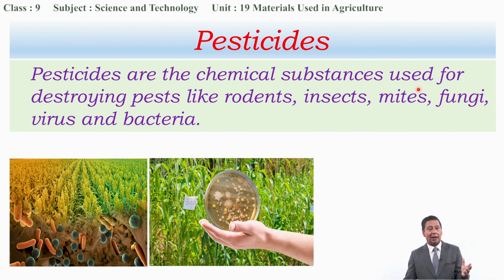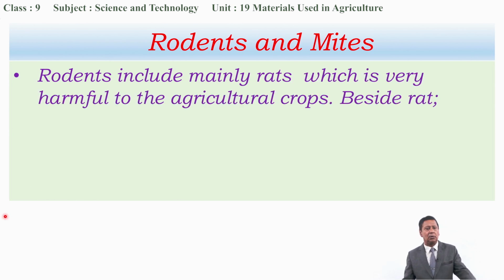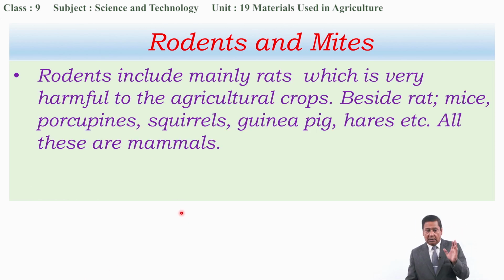And these are the pests which we have to control. Otherwise, the yield of crops will be reduced to very less value. So, we'll talk about pesticide in detail later also, but some of us are a little confused about rodents and mites. I want to highlight these two. What is a rodent? Actually, rodents include mainly rats, which are very harmful to the agricultural crops.